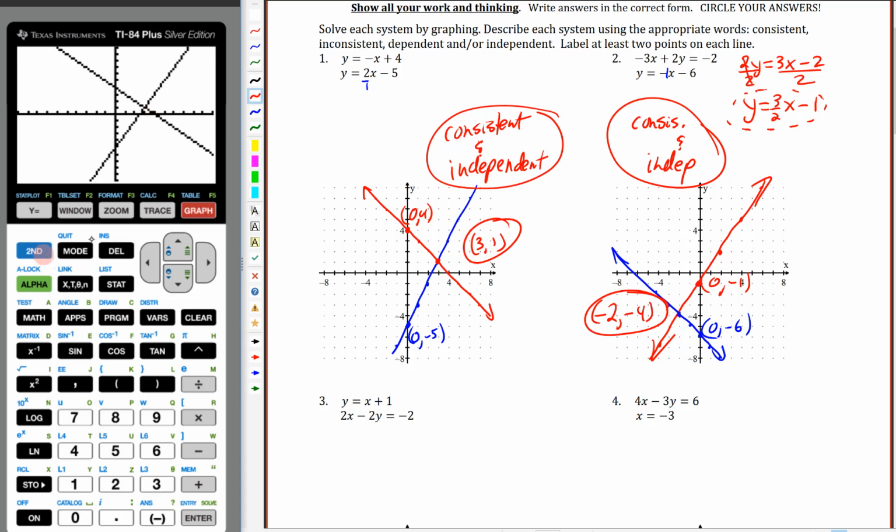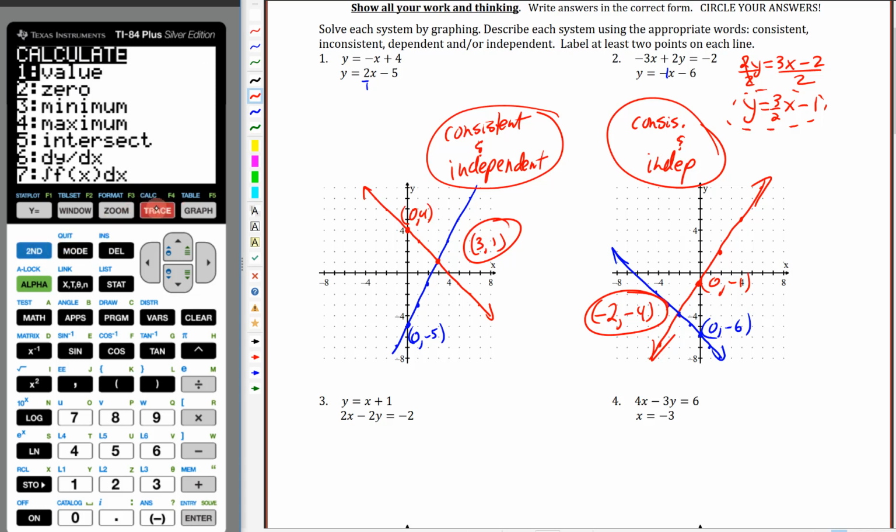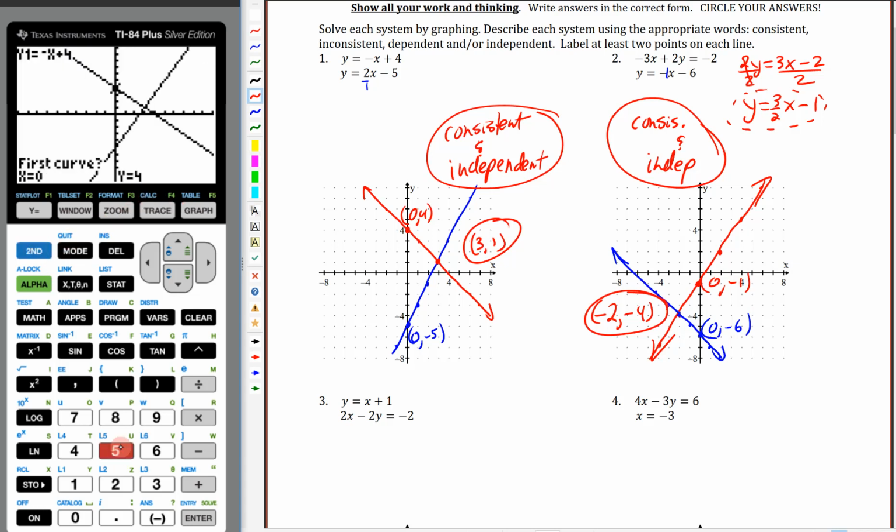And let's just have this calculator find this for us. So we hit second and trace. That's the calculate menu right here. And then we end up hitting 5 for intersection. And then we just hit enter to say, yes, that's the first curve, enter for the second curve. You can guess if you want to, but you don't have to. And it crosses right there at 3, 1. So we did get that one right.